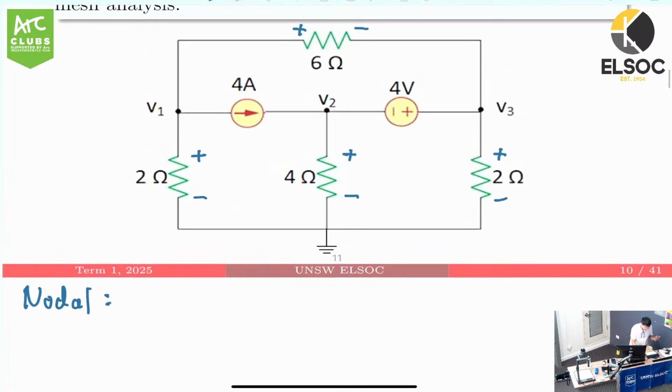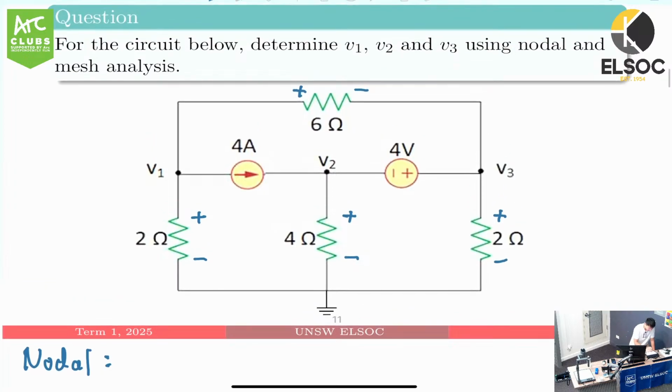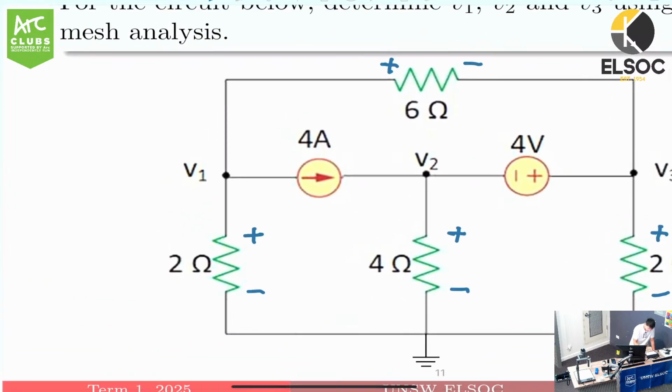What we do now is apply KCL at each junction. We can start with V1 here. For V1, we have to follow the direction of the current with these polarities. The current is going from the positive to the negative terminal. That means over here the current is going up, so we call this I1. And we have 4 amps going this way. And over here we have current going down into this resistor, so we can call this I2.